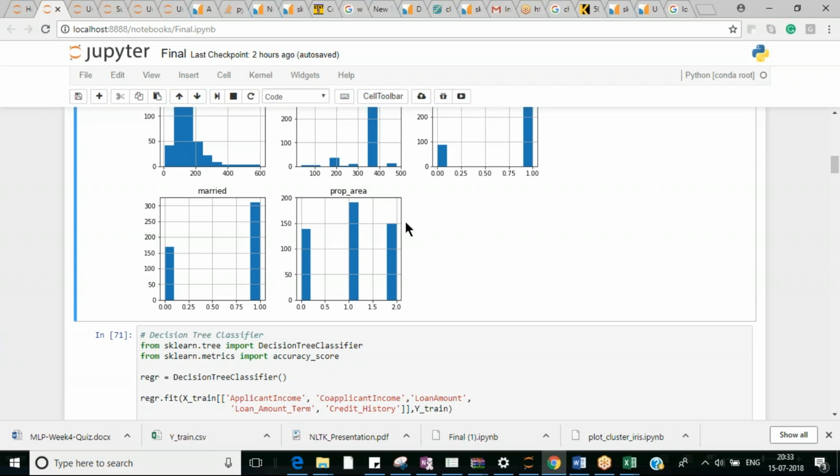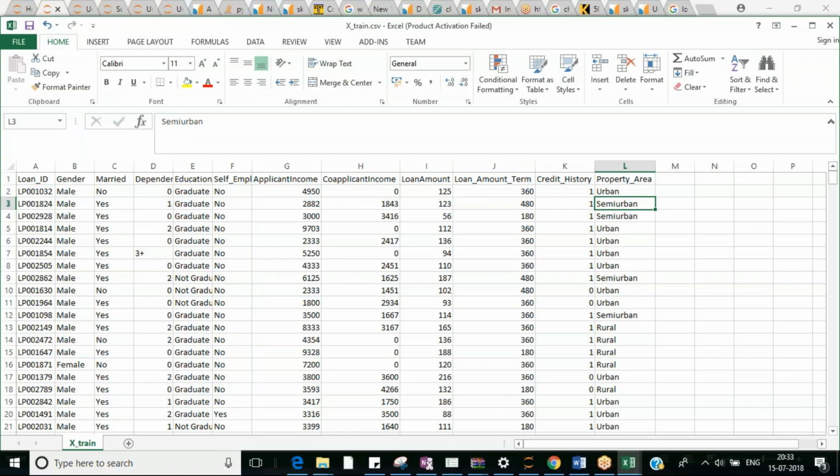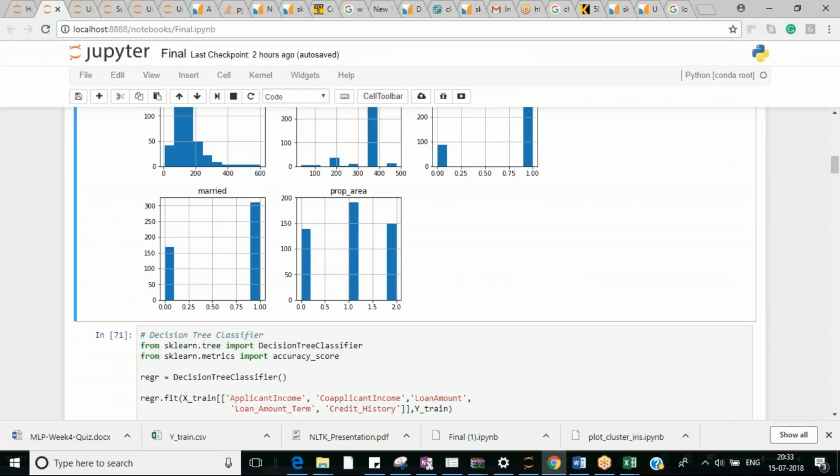So from this property area, it means we have only three areas, right? Yes, it's only three: semi-urban, urban, and rural. Because more or less all are the same, for the time being we are ignoring them.